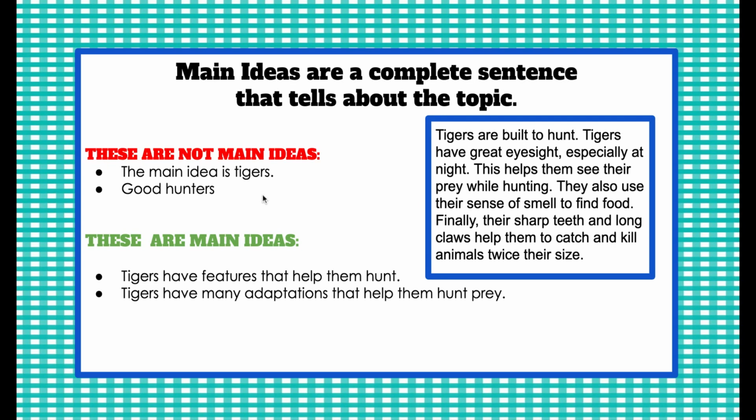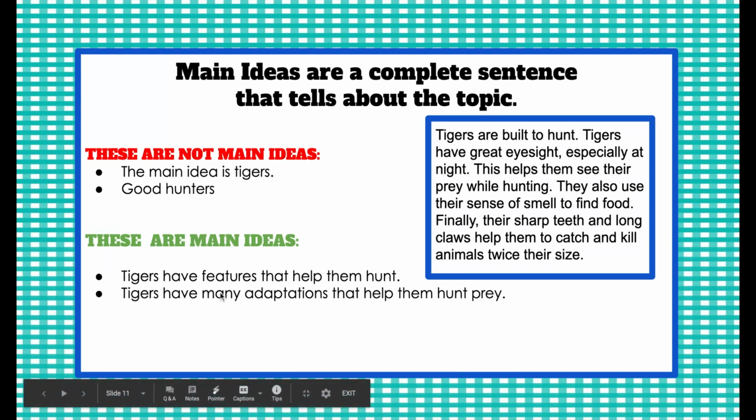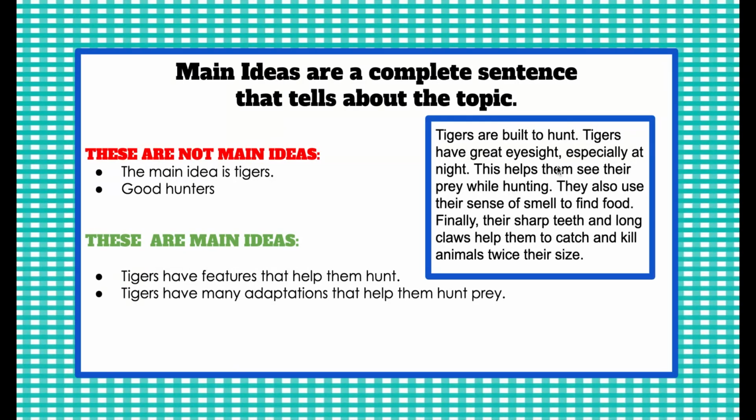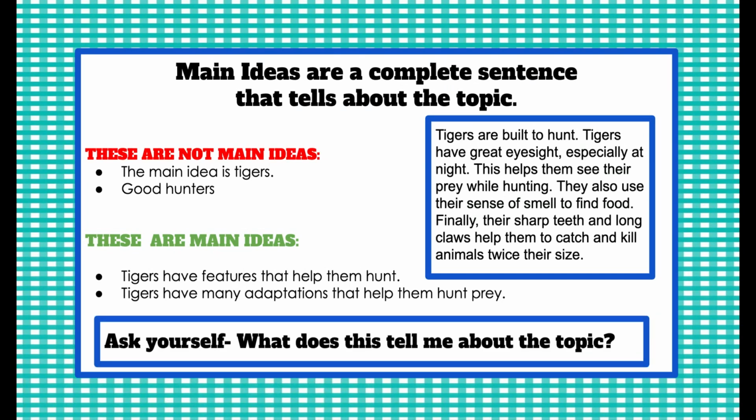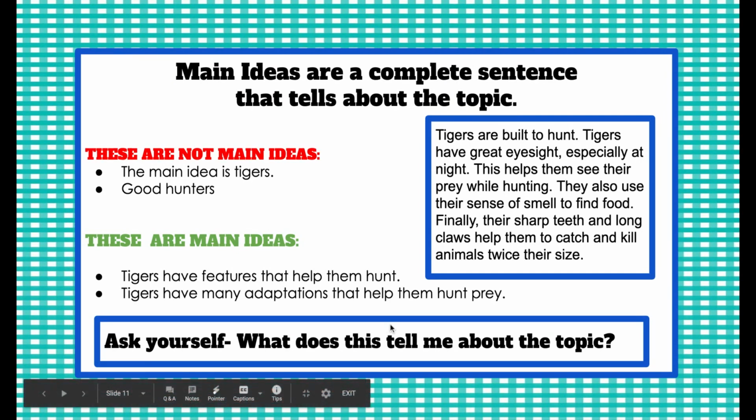Here's how we can combine these two pieces, a complete sentence and information about the topic. It could be, tigers have features that help them hunt. The whole article is about tigers and all the features they have that make them good hunters. We could say, tigers have many adaptations that help them hunt prey. What I want you to notice is neither of these sentences start with the main idea is. It starts with the topic, tigers, and it tells me about that topic. Remember to ask yourself, what does this tell me about the topic? If you answer that in a complete sentence, you'll have the main idea.